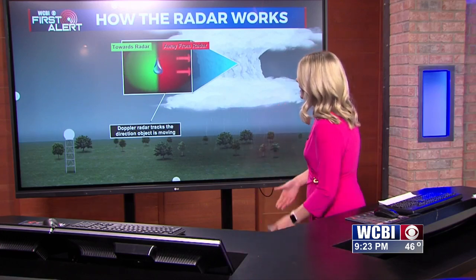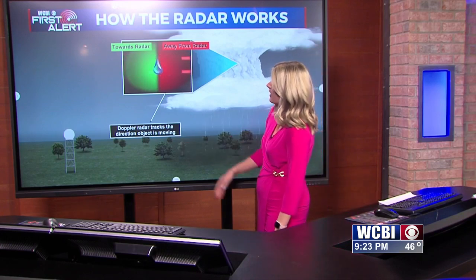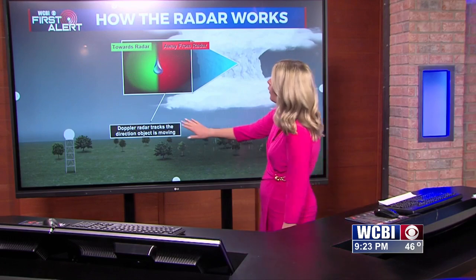Another thing that we can talk about when it comes to the radar is seeing where these objects are going or where they're coming from. The Doppler radar tracks the direction of the object and where it's moving. Now, the only caveat is that it can only see objects going toward the radar in the green or away from the radar in the red.